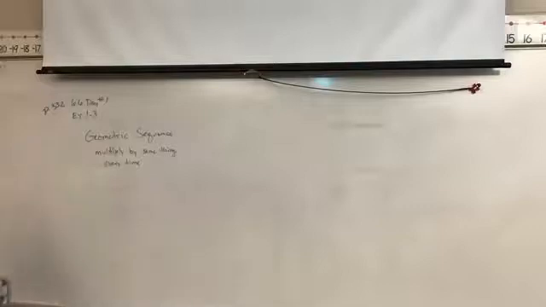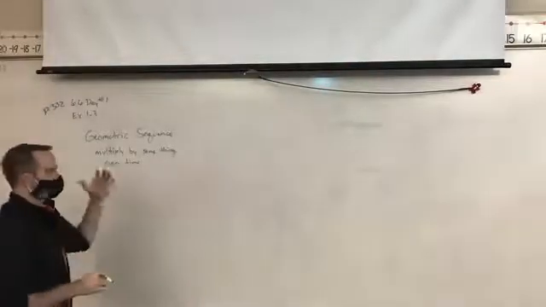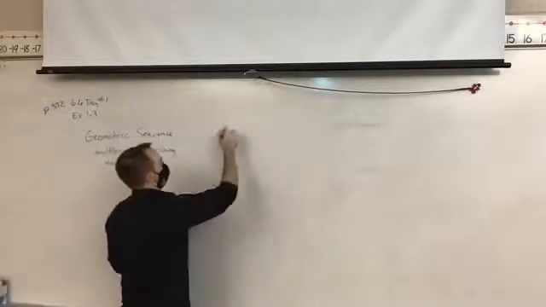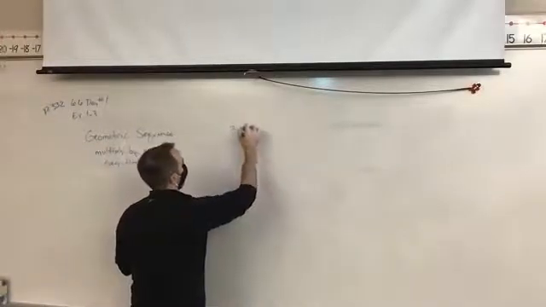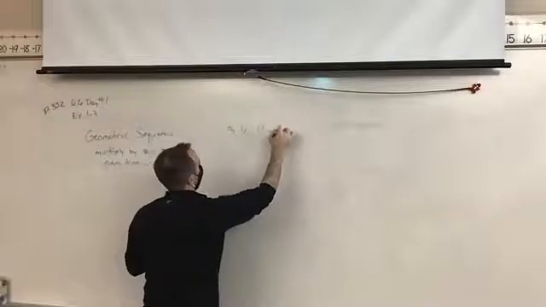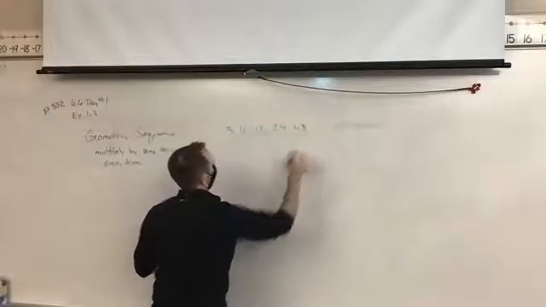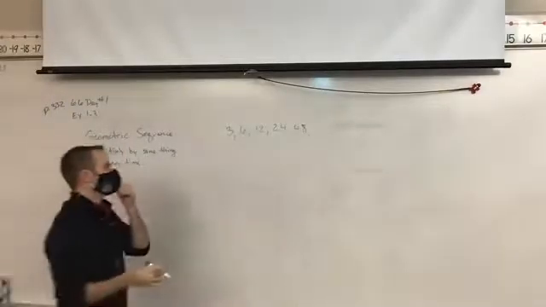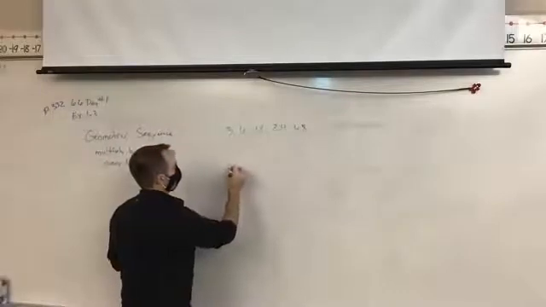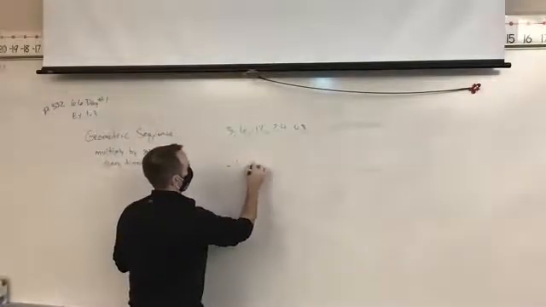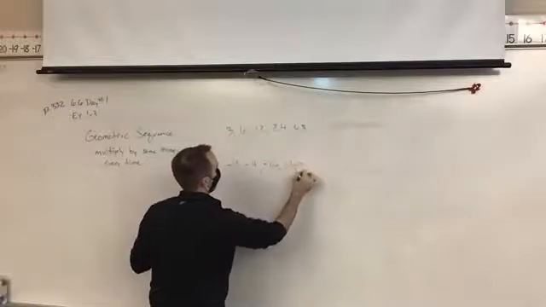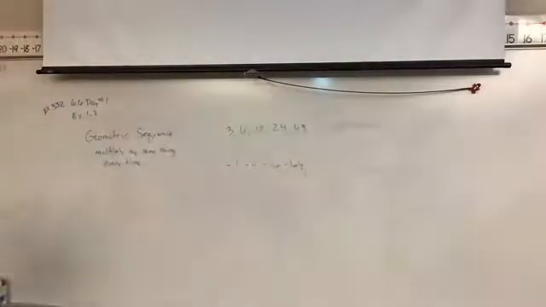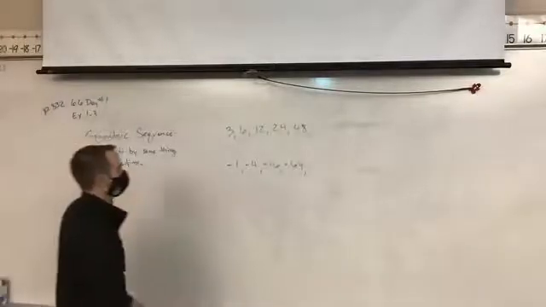So we're multiplying by the same thing every time. A couple examples of geometric sequences here. There's a geometric sequence. We are multiplying by the same thing every time. Again, multiplying by the same thing. So it's okay if it's negative. That's fine. We can have negatives in our sequence. Perfectly okay.